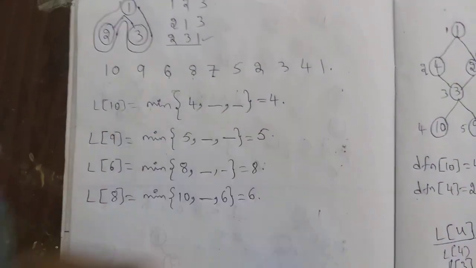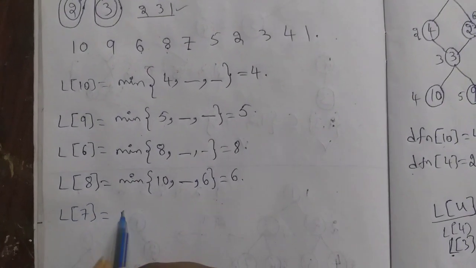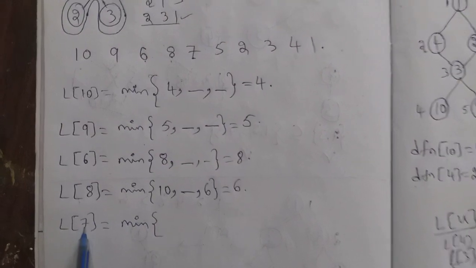Next in the post order traversal sequence, number 7. L of 7 is equal to the minimum of depth first number of 7.